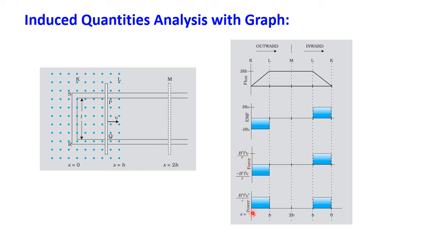If you come to power, power is a positive quantity, so from K to L power is positive, and in the return journey also power is positive. EMF is negative, so force is negative, but power is a positive quantity, so it is the same in both cases, 0 to b or b to 0, that is B squared L squared V squared by R. So this is the graphical analysis for induced EMF, flux, force and power. It is a very important topic. Many times this topic is asked in the CBSE board exam.